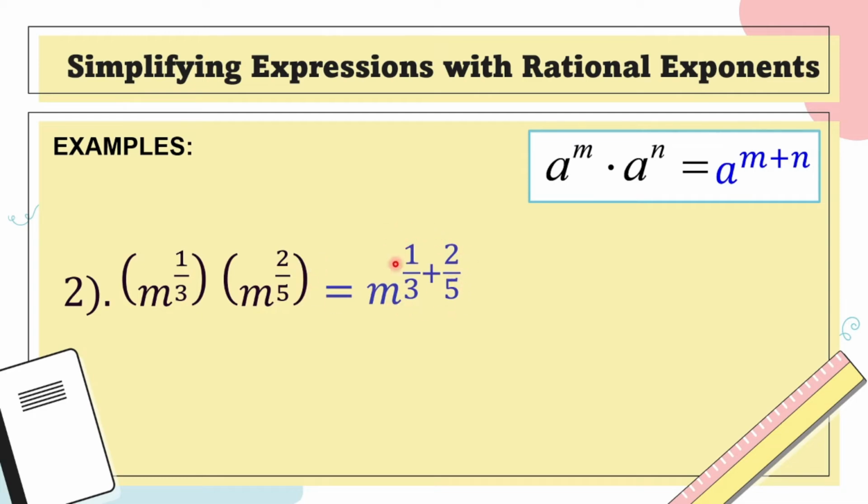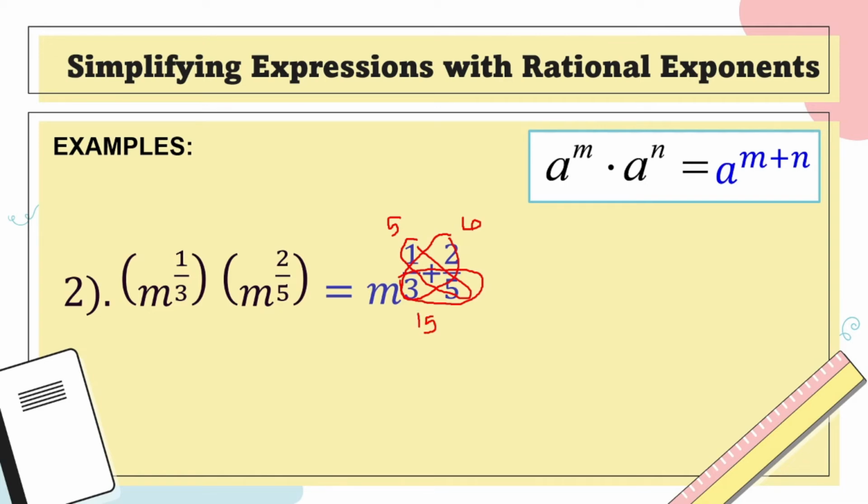If you notice, different denominators. We have 3 and 5. So we apply the so-called butterfly method. We're going to multiply this, so we'll get 5. Then here, 2 times 3, that is 6. Then multiply this, that is 15.